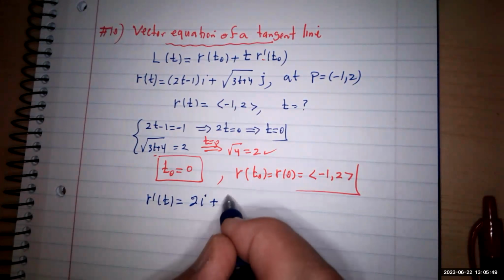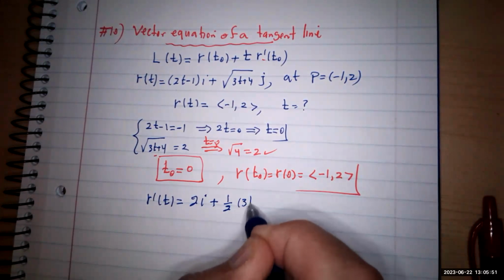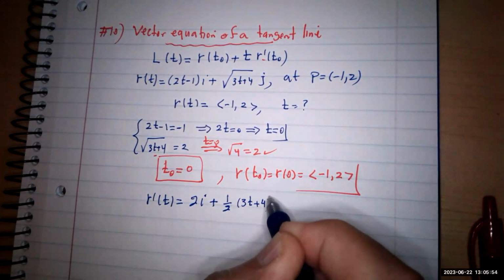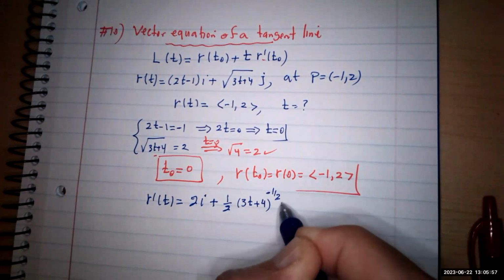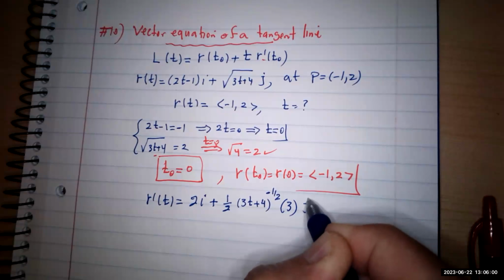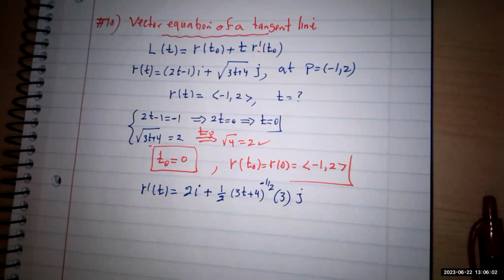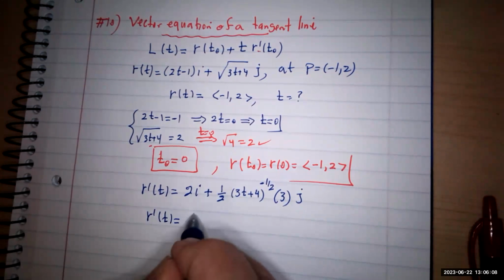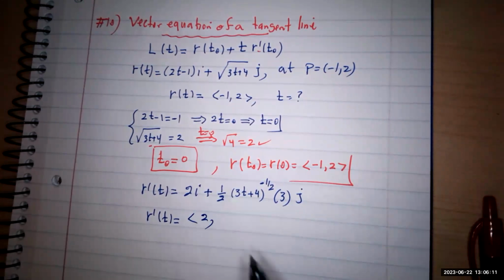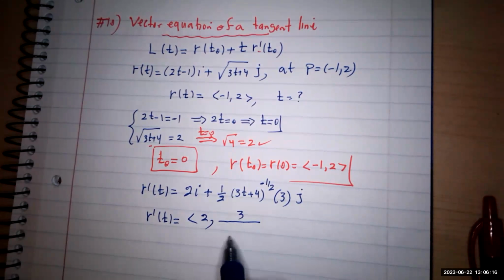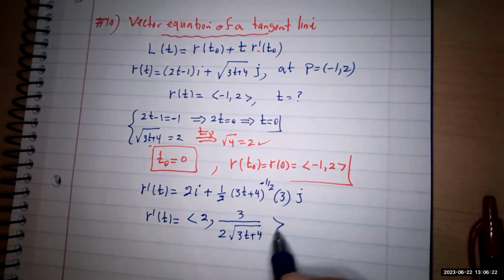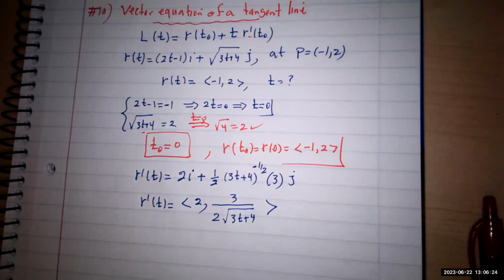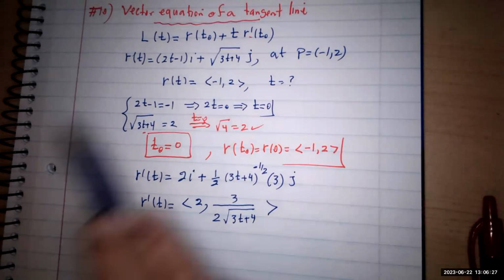So that's going to be 1/2 times (3t + 4) to the -1/2 times u prime, which is 3, times j. I just use the chain rule. So r prime of t, in component form, is going to be 2, and this is going to be 3 on the top, over 2 radical 3t + 4. Okay, in component form. Any question? I just used the chain rule for this one.